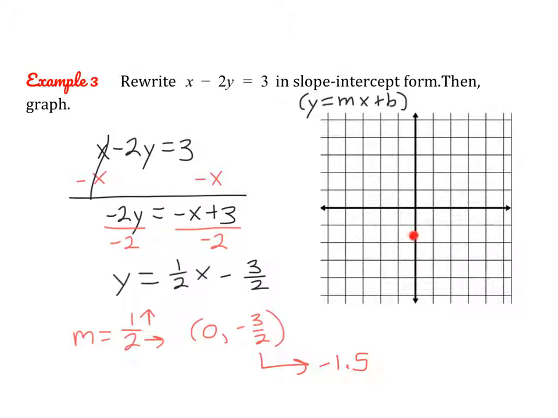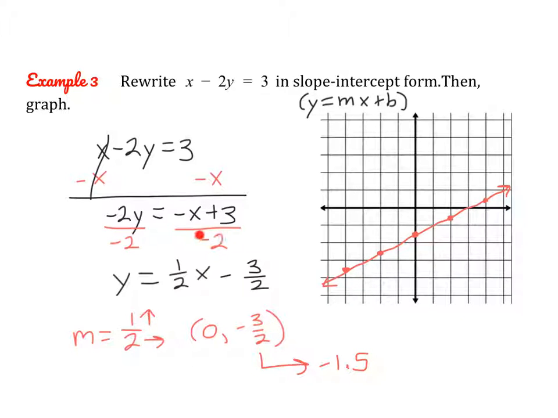Now, to follow our slope, up 1, right 2. Up 1 would lead me to another halfway point. So I'm going to go up 1, right 2, and that's where my next point will fall. And then I'm going to do it again. Up 1, right 2. We're kind of floating in between whole numbers right now. Let's go backwards. Down 1, left 2. Down 1, left 2. Those are where my next 2 points will fall. And now we can connect the dots and we should get a nice straight line.